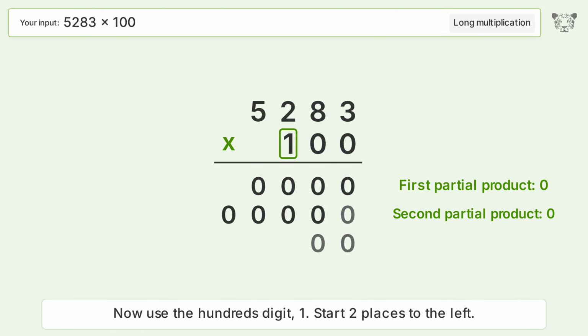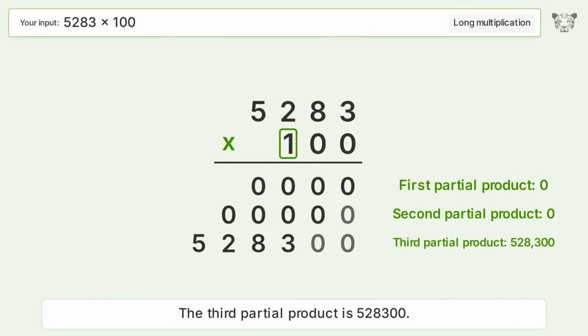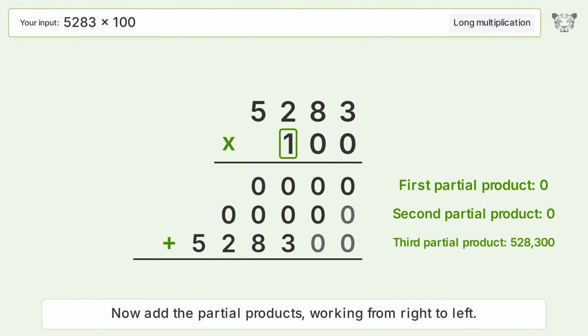Now use the hundreds digit, 1. Start two places to the left. 1 times 3 is 3. 1 times 8 is 8. 1 times 2 is 2. 1 times 5 is 5. The third partial product is 528,300. Now add the partial products, working from right to left.